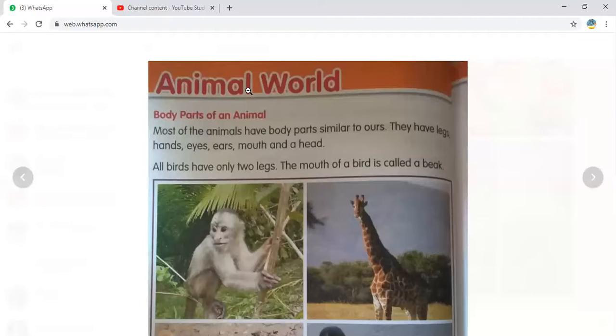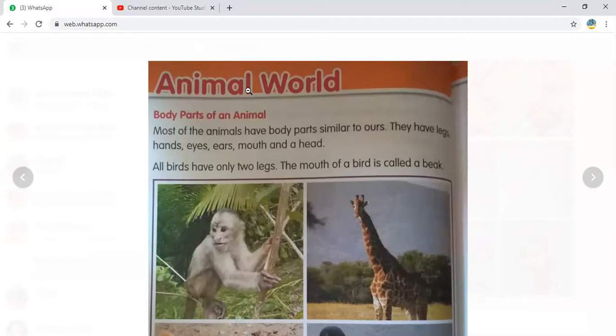Most of the animals have body parts similar to ours. All animals have similar body parts. Just as we have hands, legs, nose, eyes, ears, they have them too. Once again, the first point: most of the animals have body parts similar to ours, the same body parts as us. Yes, they have legs, hands, eyes, ears, mouth, head. They have hands, legs, ears, head, mouth.